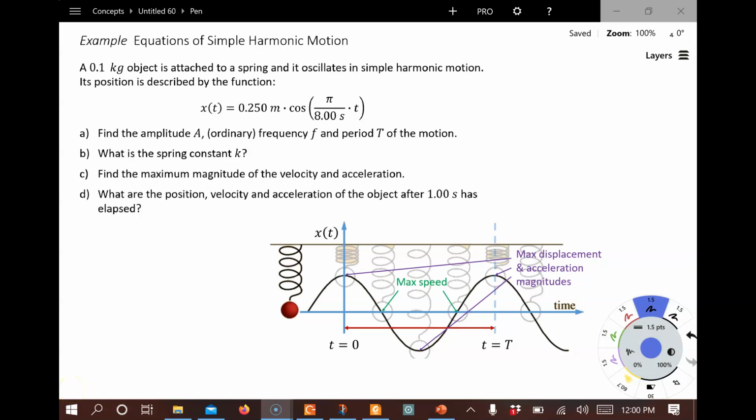Hi, this is an example problem from Chapter 10 about the equations of simple harmonic motion. Pause for a moment and read the question. So we're given an equation here, x of t, which describes the position for any time of an object that is oscillating in simple harmonic motion.